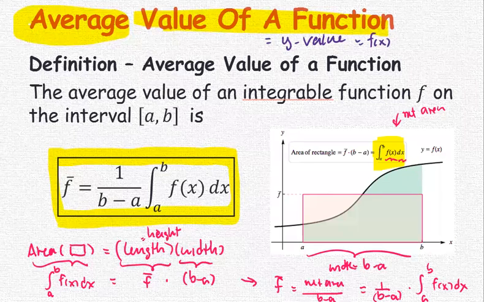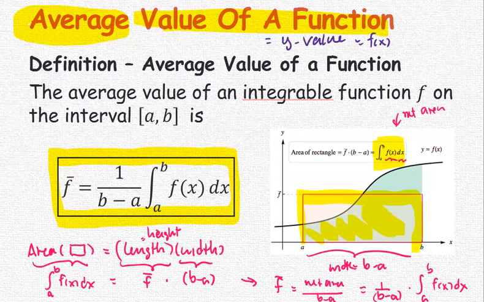From the figure, you see the rectangle. The area of the rectangle is the same as the area in the shaded region in green. Okay, so that's the concept of the average value of the function using the definite integral.